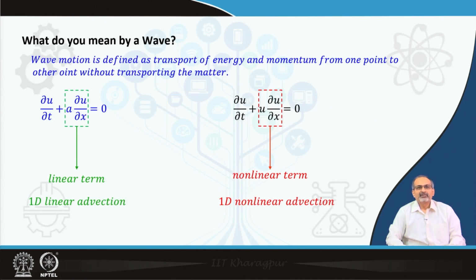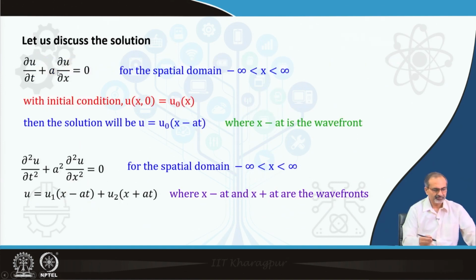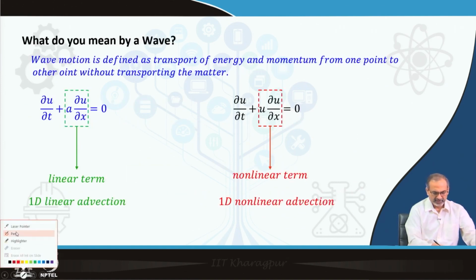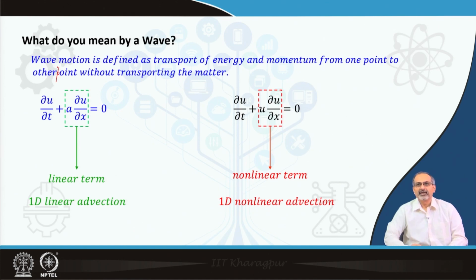So, we once again come back to this question, what do we mean by a wave? And as you may recall, we had talked about this definition that wave motion is defined as transport of energy and momentum from one point to another point without transporting the matter. And we have cited two equations over here, as you can see. So, one is a linear wave equation, the other is a nonlinear one. And we will also try to explain how the solution of these two equations look like.